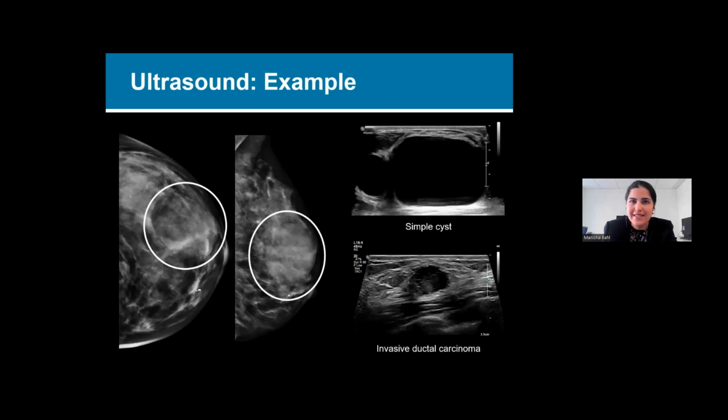By contrast, this image shows the ultrasound appearance of an invasive breast cancer. The cancer has irregular margins and is heterogeneous, very different in appearance from the simple cyst.